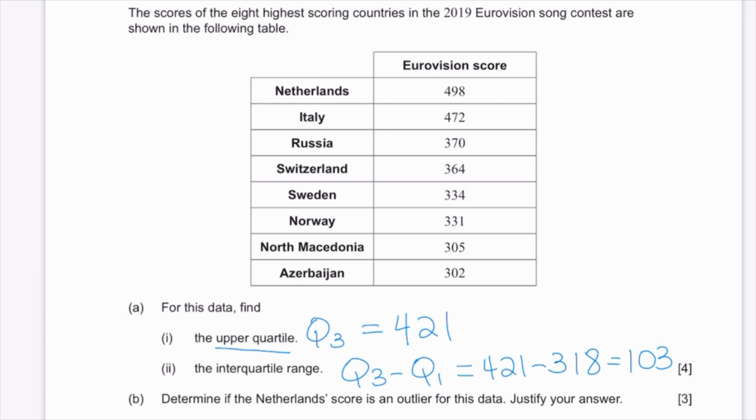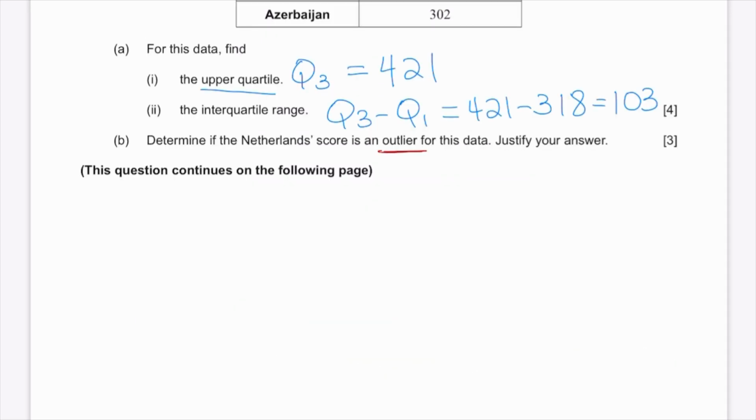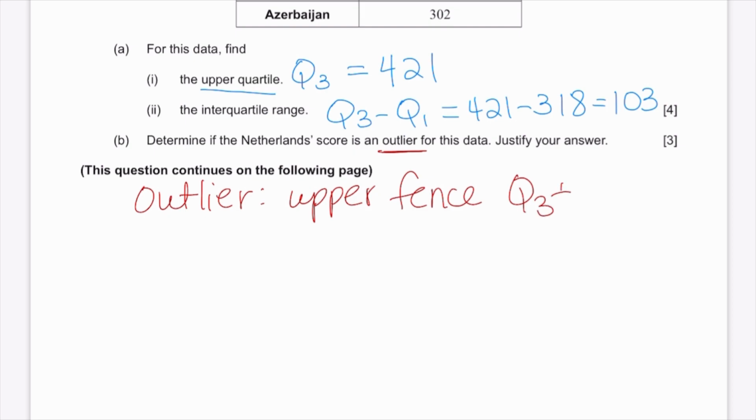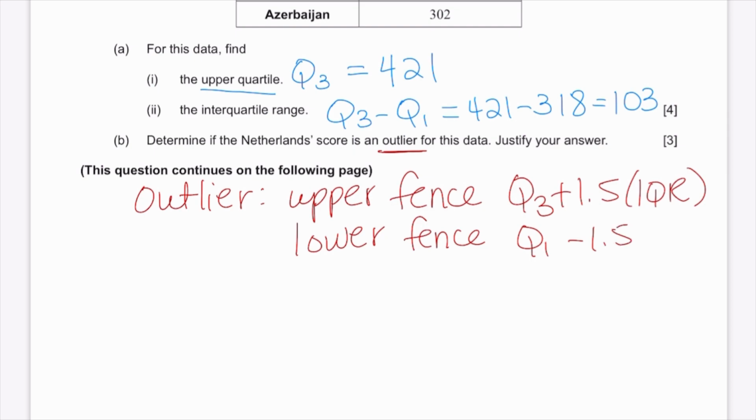Determine if the Netherlands score is an outlier for this data. The outlier formula is not in the formula packet. So you need to know that to find outliers, you need to find what's called the upper fence and the lower fence. The upper fence is going to be Q3 plus 1.5 times the IQR, and the lower fence is going to be Q1 minus 1.5 times the IQR.